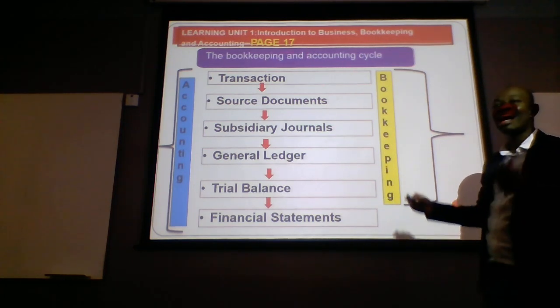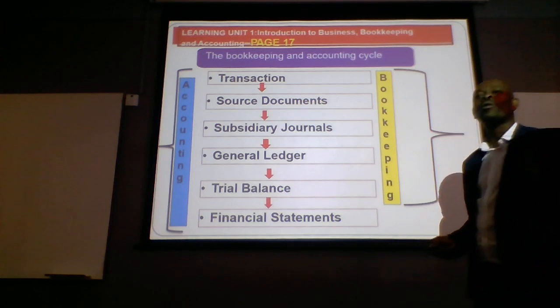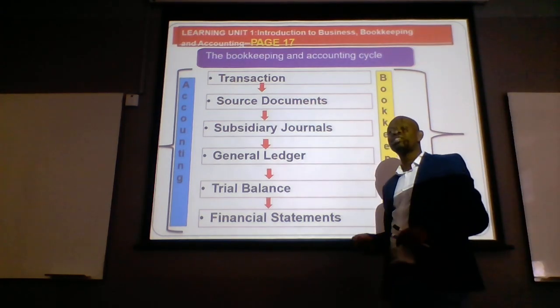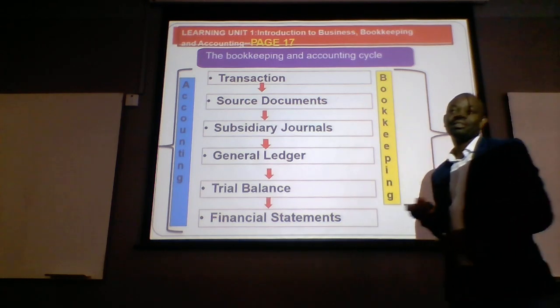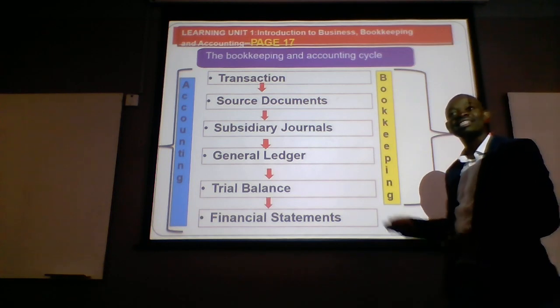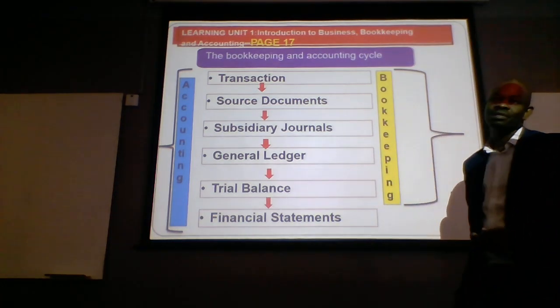So this is called the accounting cycle. It is also called accounting flow or accounting process. Again, this flow is like the chapters in your book. They follow this. We're gonna have transactions, source documents, subsidiary, general ledger, trial balance. These things are like our syllabus.